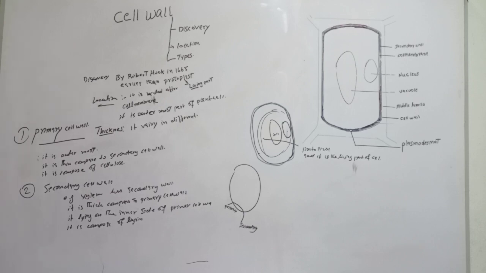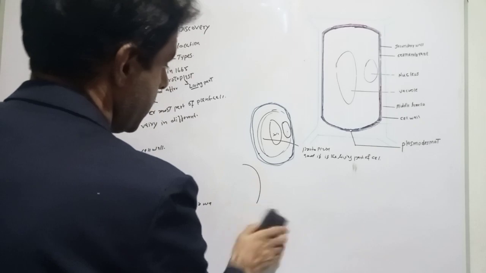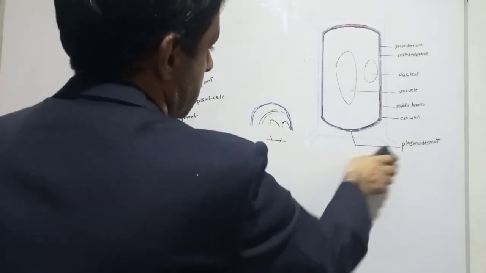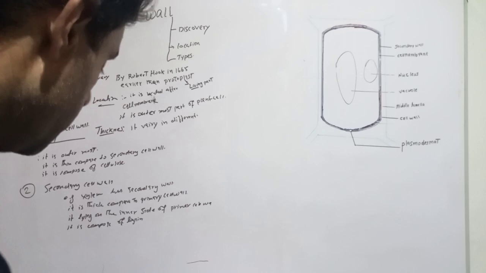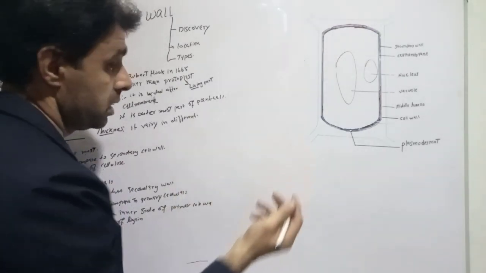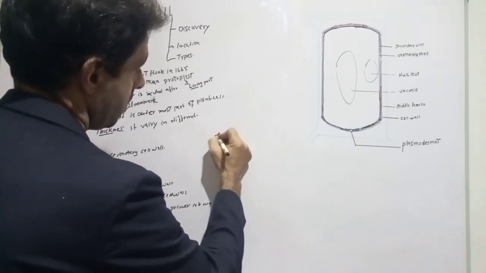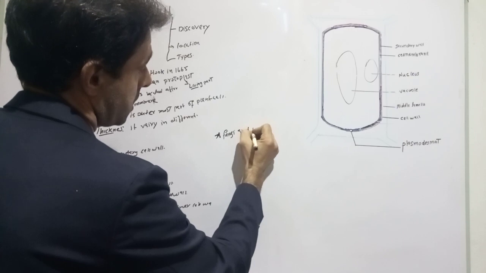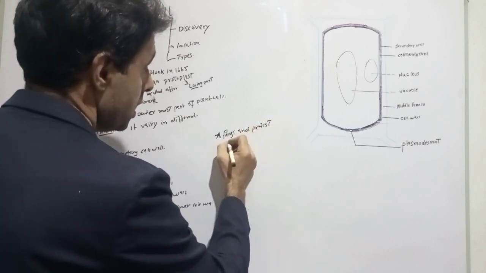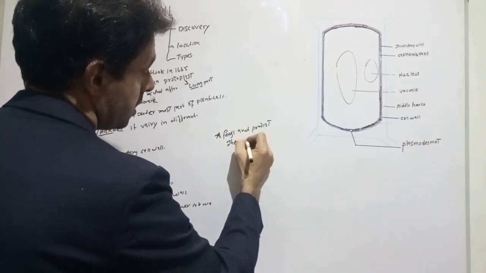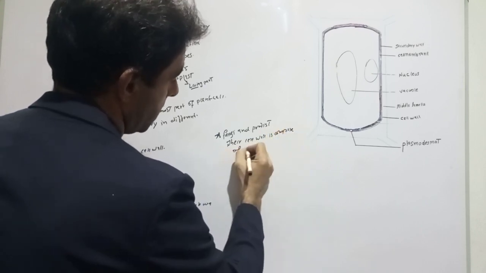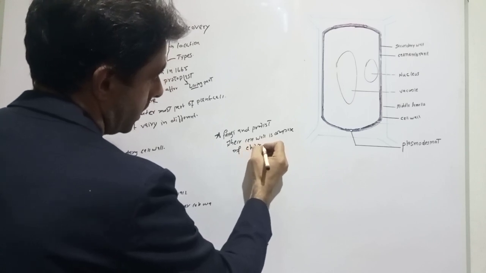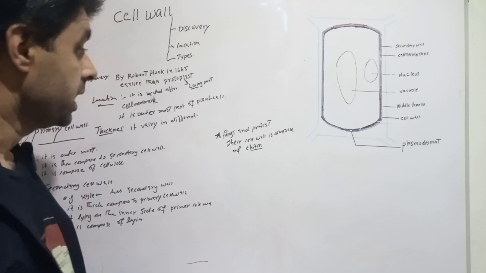Now I will tell you that every cell wall is not only made of cellulose. Some things have a different cell wall. The cell wall is composed of not only cellulose, but in some others, I will discuss now. Like fungi and protists, their cell wall is composed of chitin. Do you know? Chitin, not cellulose.